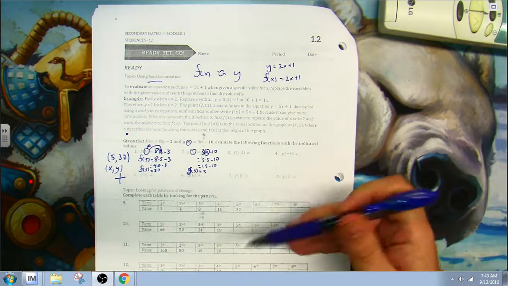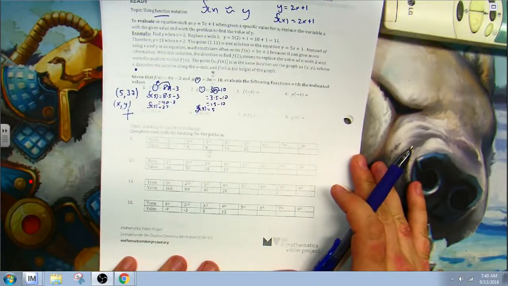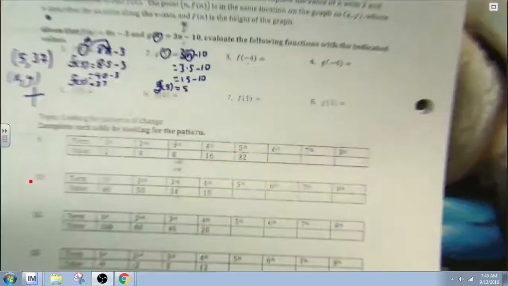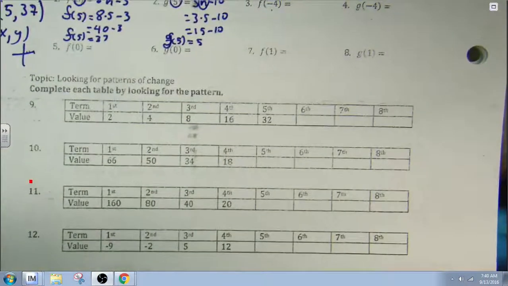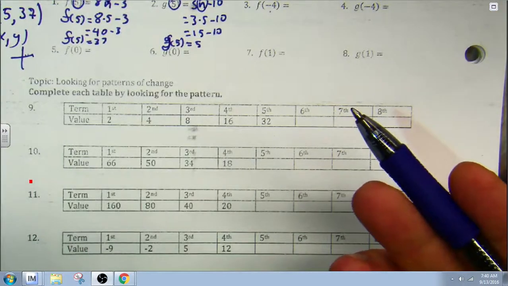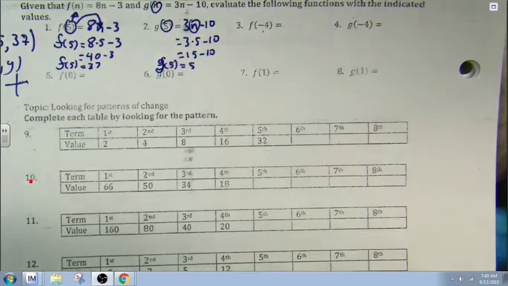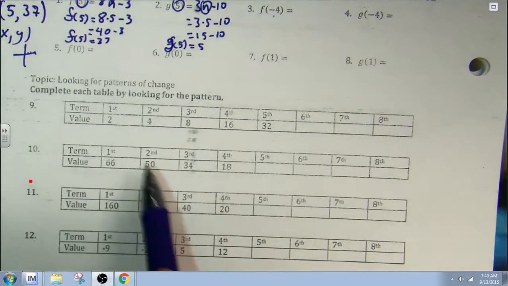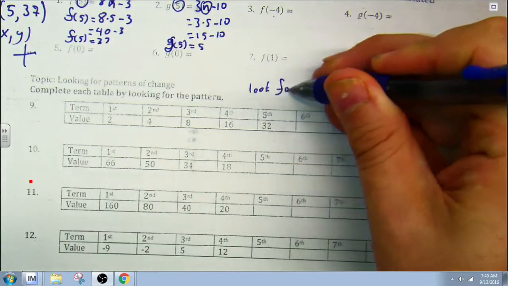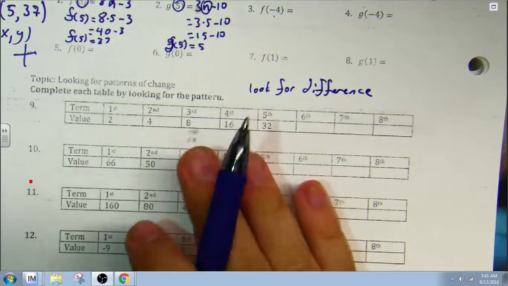For the next section, we're continuing our work looking at patterns. And it's a little bit faded on here. Let me see if I can zoom in so it's a little bit more clear. Yeah, it's a little bit faded on my copy here. But what we're going to be looking for is a pattern of change. Now, one of the ways we can look for a pattern of change is we can look for the difference from one term to the next.